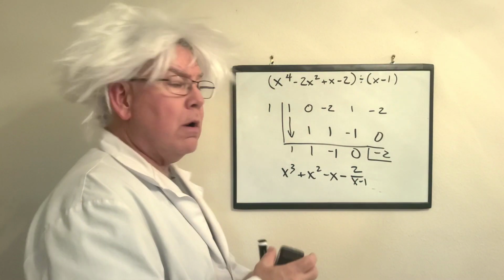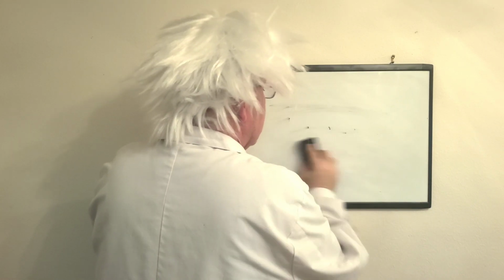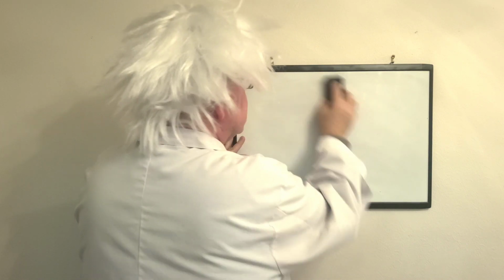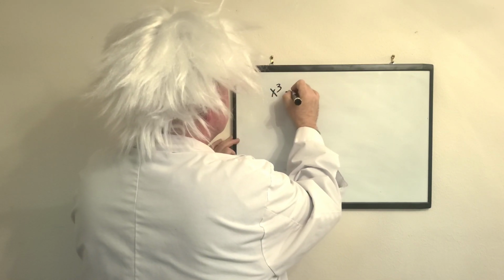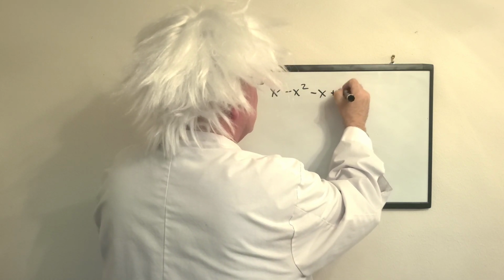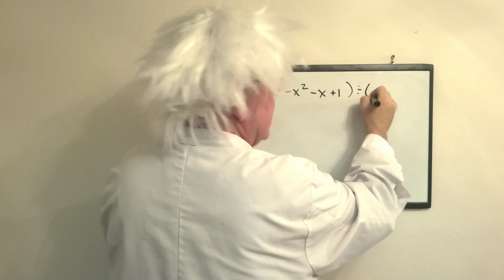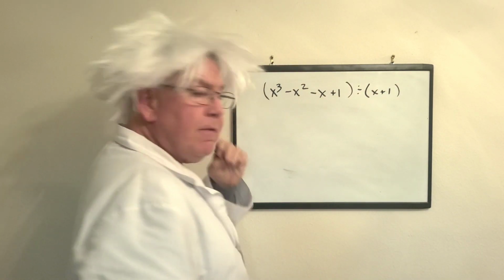Now I got one more, and then I'm going to let you go, all right? So when I put this one up on the board, I'm going to give y'all a chance to actually work this one. So here we go. I have x cubed minus x squared minus x plus 1 divided by x plus 1. Give you a chance to work that.